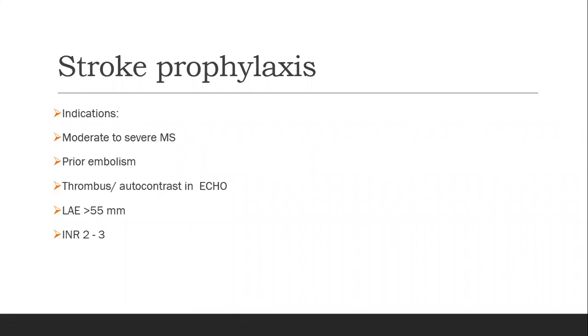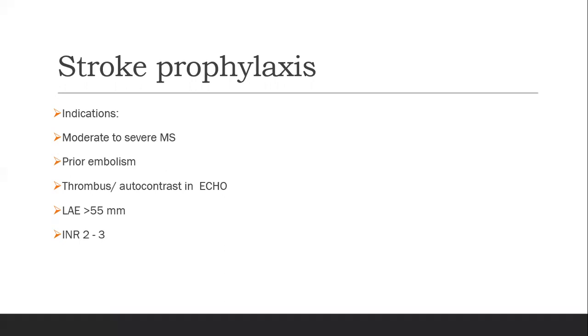There are a few risk factors for which you have to give it. A moderate to severe MS definitely is going to cause a dilated left atrium. So for moderate to severe mitral stenosis, you have to give stroke prophylaxis. This is the reason why you have to grade the severity of any valvular lesion. Prior history of stroke, prior history of embolization, definitely you have to start stroke prophylaxis. If a thrombus is visualized in echo, we have to start stroke prophylaxis. If the left atrial size enlarges more than 55 millimeter, we have to start stroke prophylaxis.